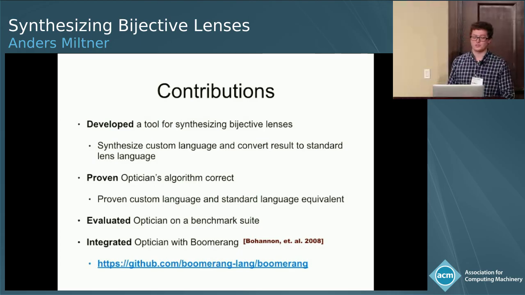This involves proving that our synthesis language is equivalent to the original language. We evaluated Optician on a benchmark suite consisting primarily of maps between Linux config files and serialized formats, but also some more principled formats, some related work, and some custom benchmarks. Our tool was able to synthesize all of these benchmarks in under 5 seconds. Lastly, we integrated Optician with Boomerang, which is a lens language for expressing string lenses. And so in this integration, we can now express synthesis tasks as normal expressions.